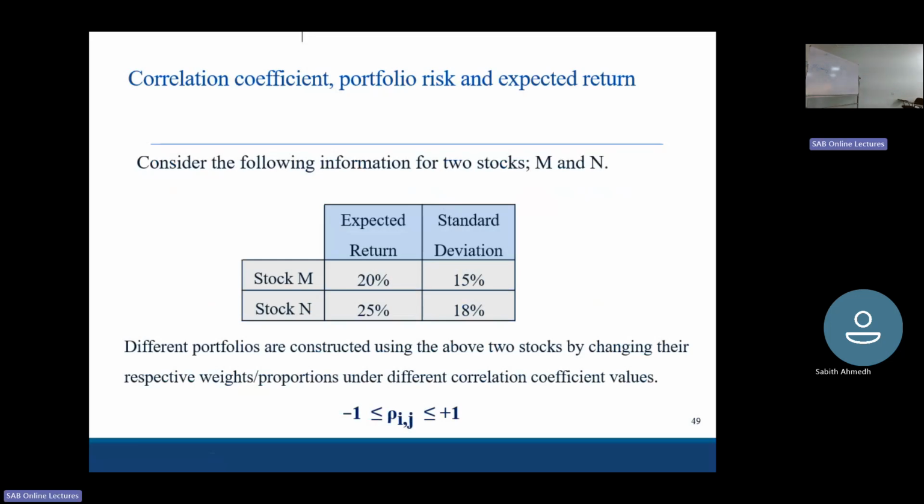Right. Now look at this one. This is a separate example. You can see two stocks are there, stock M and stock N. You are given expected return and standard deviation for these individual stocks. By changing the correlation coefficient and also using different weights, you can construct many portfolios. There are so many combinations.